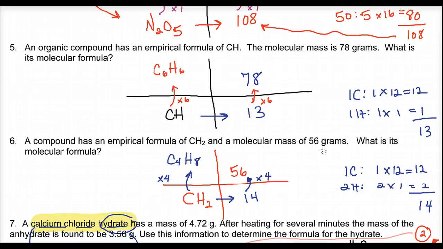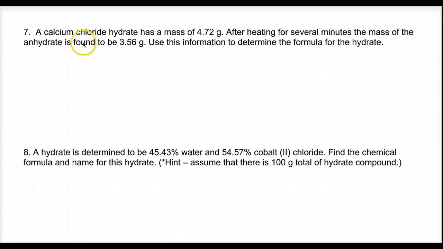Okay, so let's get to number 7 or 8. Number 7 and number 8 are very important questions, and if you haven't already guessed it, this is going to be your next lab. We're going to build the chemical formula of a hydrate, and you're going to do it experimentally. And how do you do that? Well, you would do an experiment where we take the hydrate, heat it, drive the water off, and you'd have the anhydrate mass.